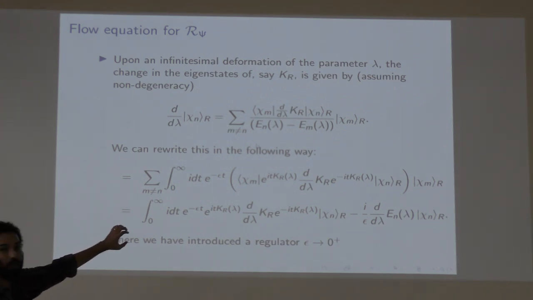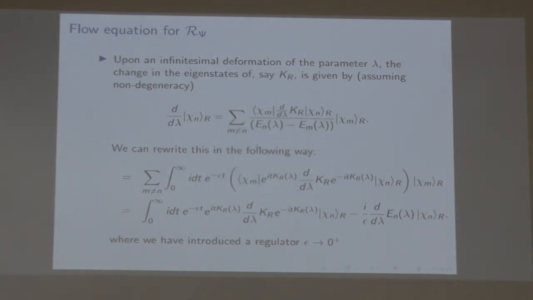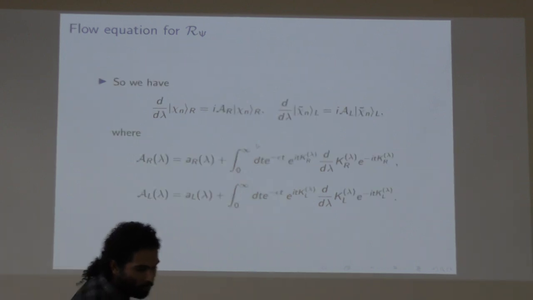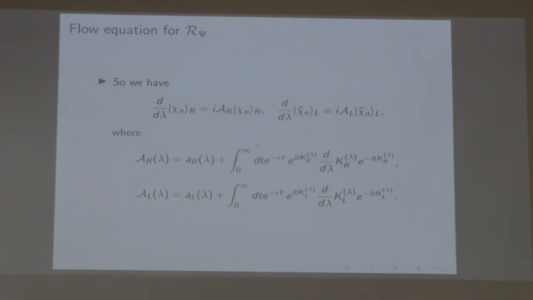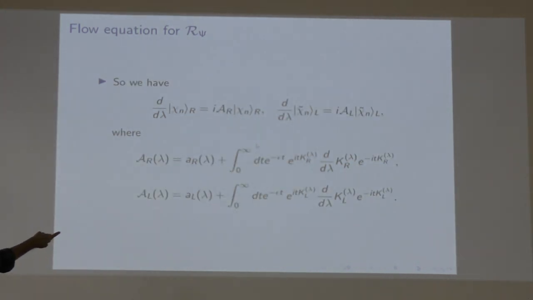And the point of rewriting this in this way is that the second term is going to drop out at the end of the day. So the expressions that we finally come up with don't have anything to do with this divergent term. But this is just a convenient way of rewriting this differential equation. The point being that now this first term is entirely written in terms of the modular Hamiltonian. So we have these two differential equations for the eigenstates on the left and the eigenstates on the right, in terms of some quantities which I define as curly A sub R and curly A sub L. The little a sub R and little a sub L are these diagonal parts. Those I've just decided to call little a sub R and little a sub L, and everything else is the second term. Just a way of rewriting.